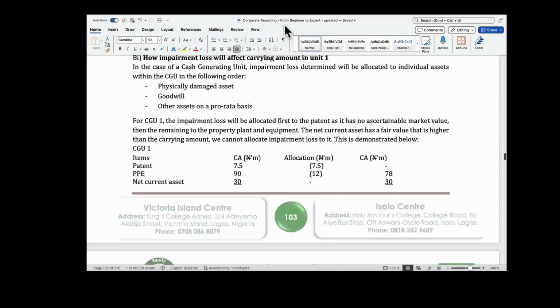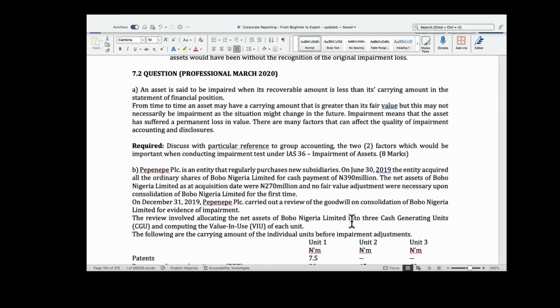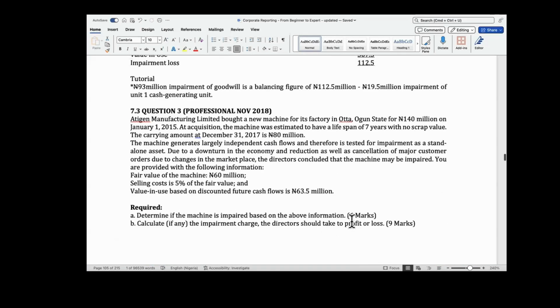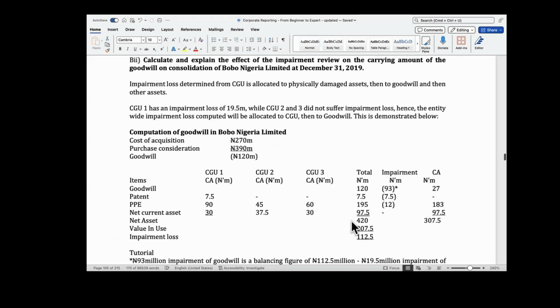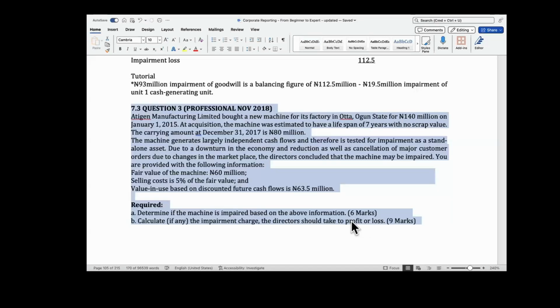That's this question. There's one other one here, but this is a very straightforward one. There are a whole lot of questions on impairments. Hopefully I'll be able to send you 4 or 5 of them for you to solve. But it's an area ICAN would ask you. It's an area you need to be ready for in the exam.